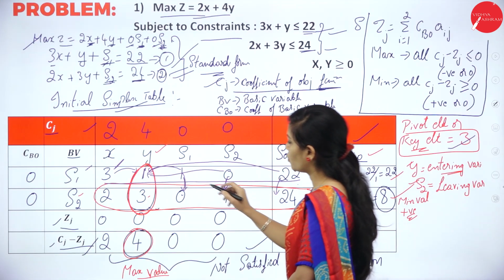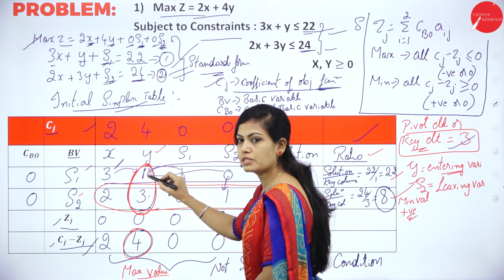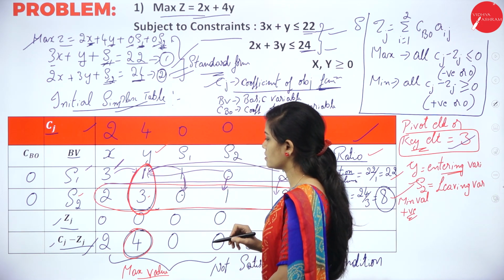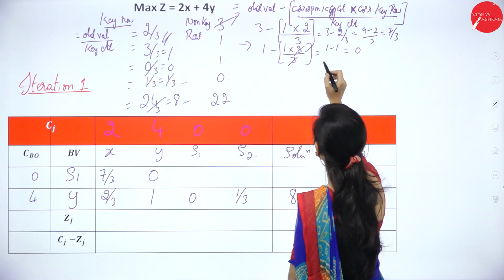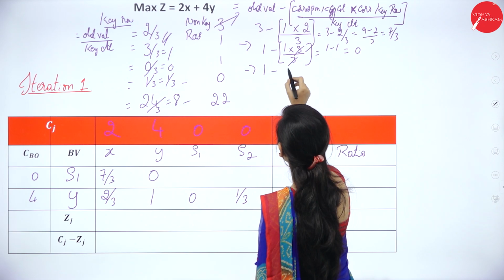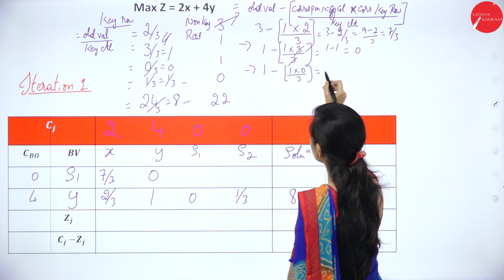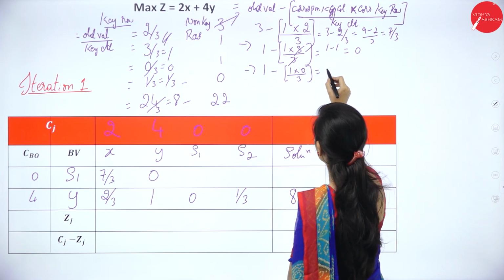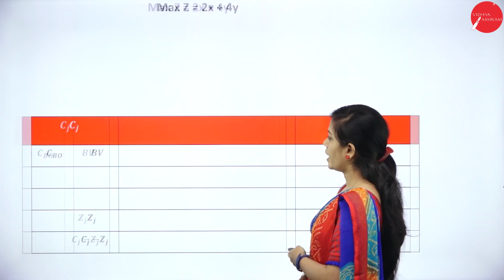And the third old value is 1, the corresponding key column is 1, and the corresponding key row is 0. So 1 minus 1 into 0 by 3. 1 minus 0 is 0, 0 by 3 is 0, so 1 minus 0 is equal to 1.